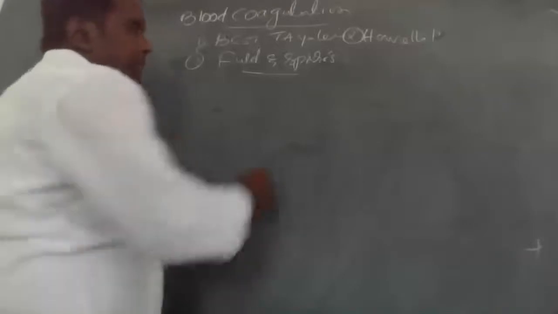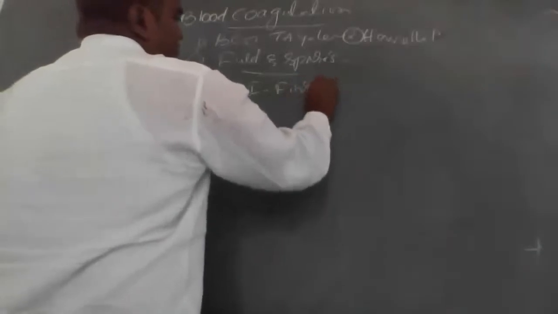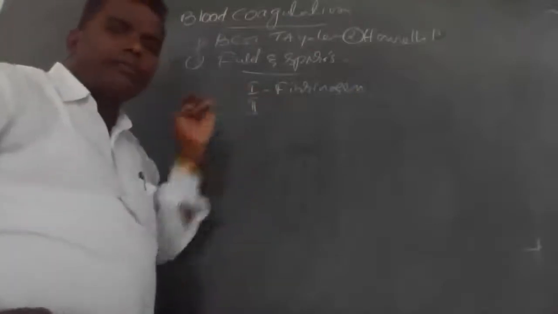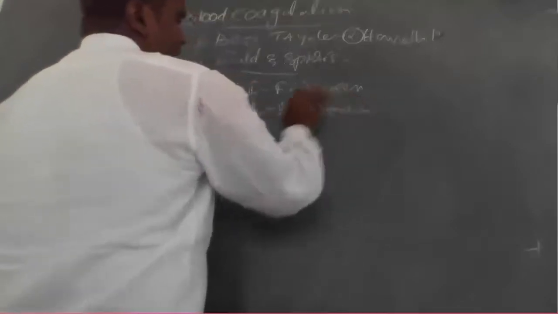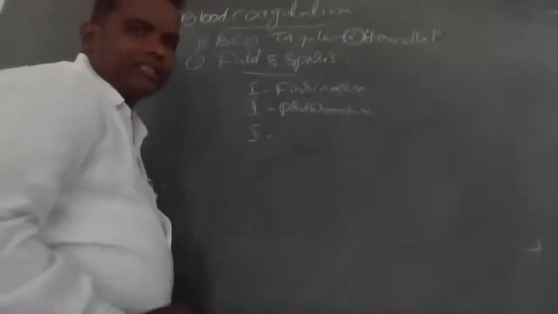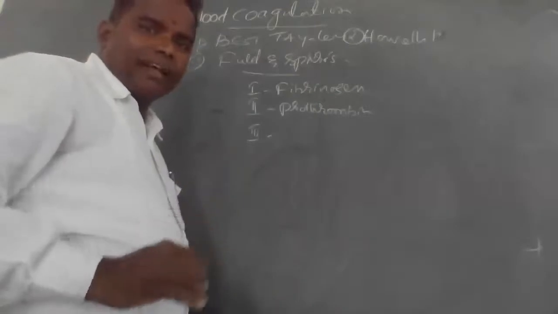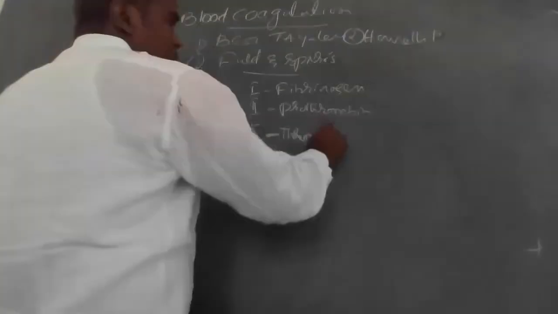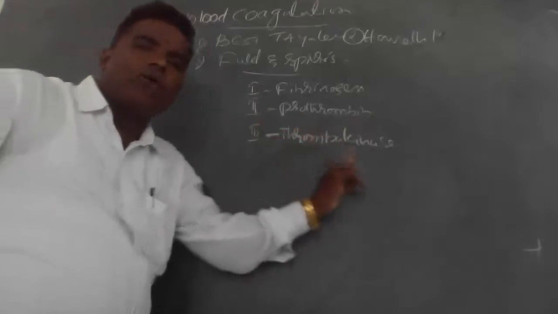What are the four factors? Number one factor, that is fibrinogen. Number two, prothrombin. Number three factor, okay, that is thromboplastin replacement. The thromboplastin is replaced. The thromboplastin replaced is called thrombokinase.